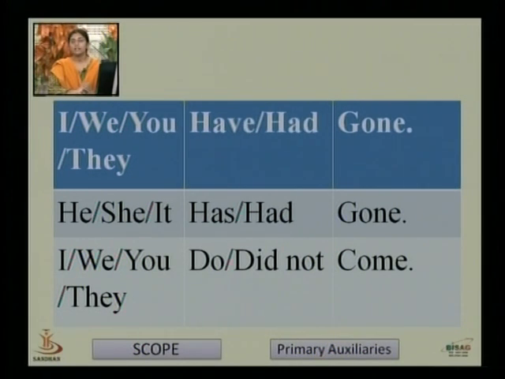We know that the verb have changes its form only in the third person singular, he, she, it. With the third person singular, it takes has. With all other pronouns, first and second, singular and plural, it takes have. And the variation of the auxiliary verb do: I, we, you, they do or did not come. It is in past and negative. We also have he, she, it does or did not come.